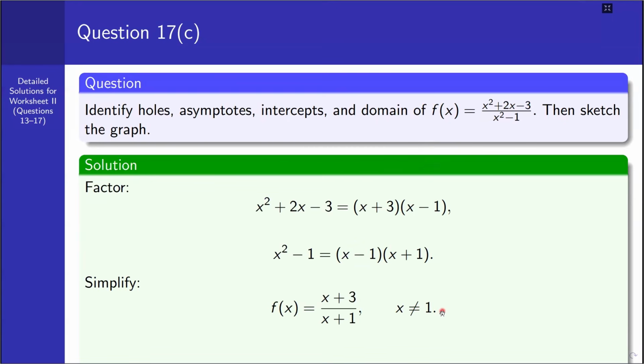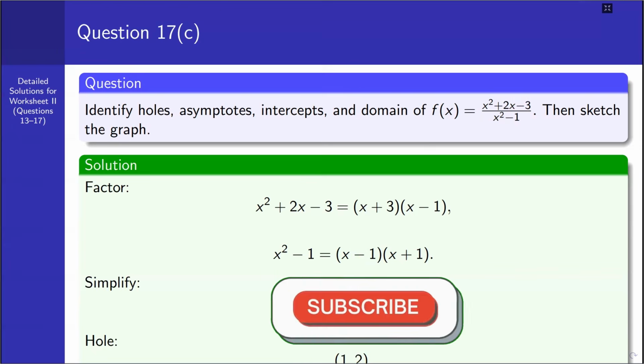Okay, so what do I have here? At x equal to 1, this rational function has a hole rather than a vertical asymptote. So for the hole we use the simplified form. Substituting 1 here, we have 1 plus 3, that is 4, and 1 plus 1 is 2, so 4 over 2 is 2. So the rational function has a hole at (1, 2).